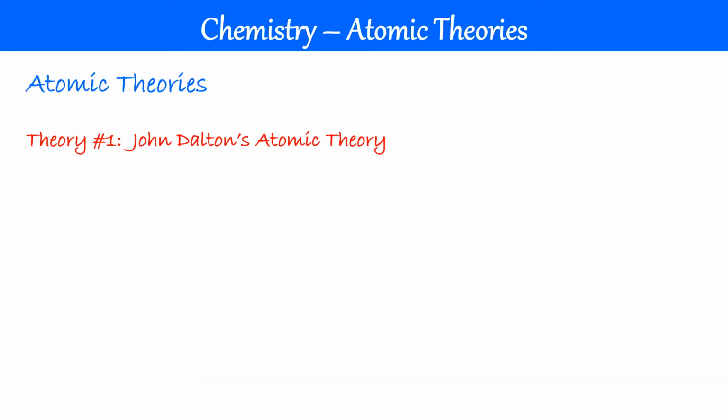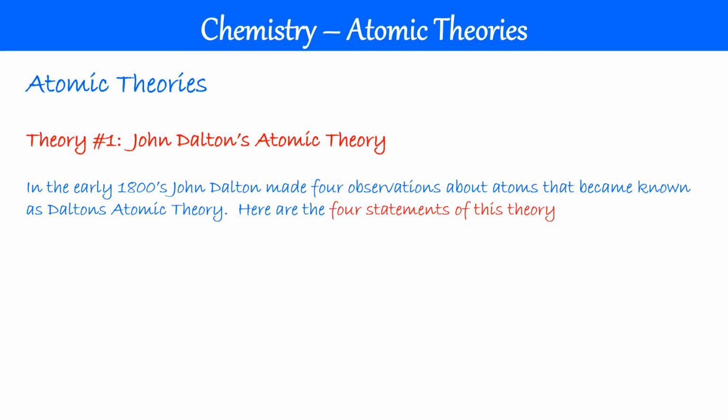Number one, we have John Dalton's atomic theory. In the early 1800s, John Dalton made 4 observations about atoms that have become known as Dalton's atomic theory. Here are the 4 statements of his theory.